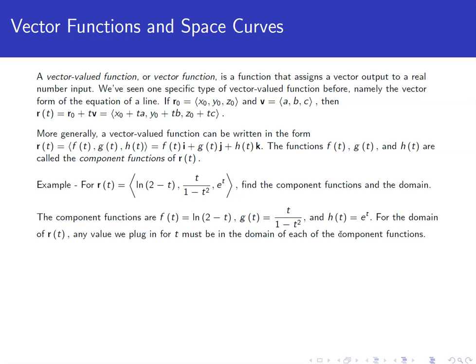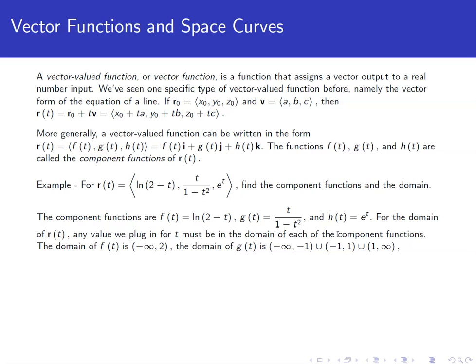When we're looking for the domain of the vector-valued function, the value that we plug in for t has to be in the domain of all three component functions. For the natural log function, the input must be positive. So our 2 minus t has to be positive, or t has to be less than 2. It has to be strictly less than 2 because we cannot plug in 0. So our domain for f of t will just be the interval from minus infinity to 2.